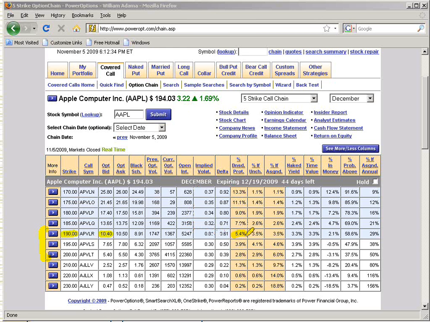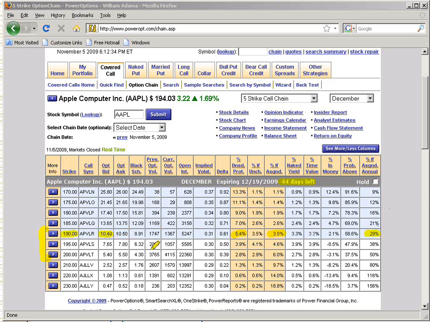If the stock stays above 190 by December expiration, I do no management and let the position get assigned, we could earn about 3.5% for a 44-day time period. If you're wondering, over here on the far right, I do have the annualized percent if assigned selected, so that would be a 29% annualized return.